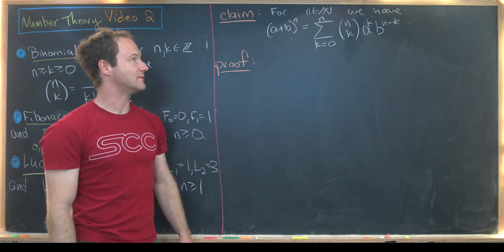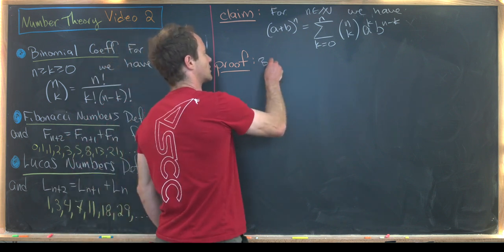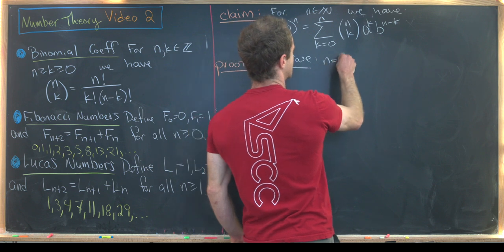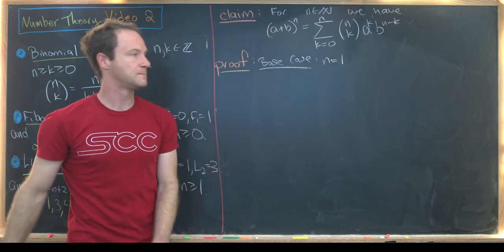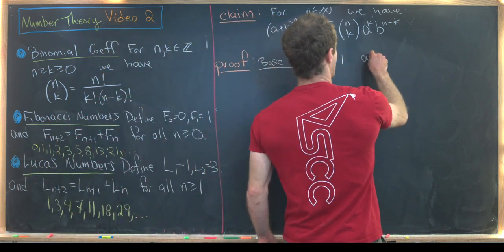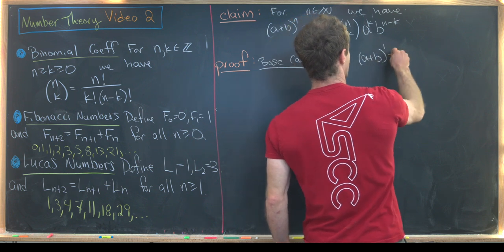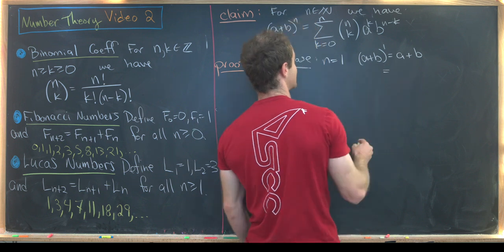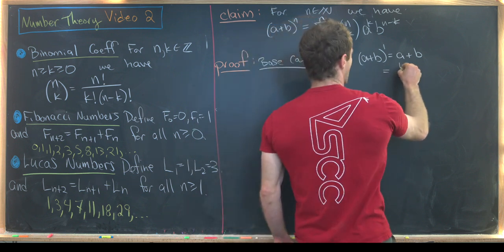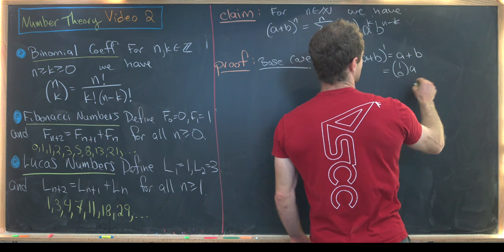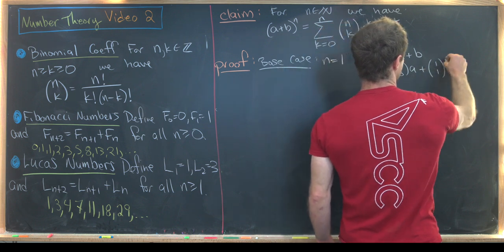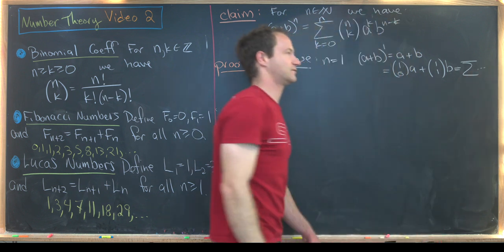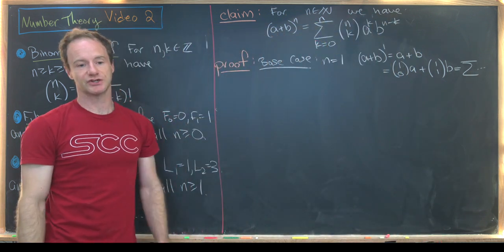Okay, so let's maybe jump into this. We want to start with the base case. So notice our base case will be n equals 1. But let's notice a plus b to the 1 is a plus b. But that's the same thing as 1 choose 0 times a plus 1 choose 1 times b. But then that's the same thing as this written in summation notation.